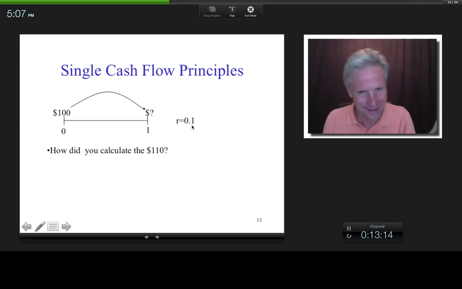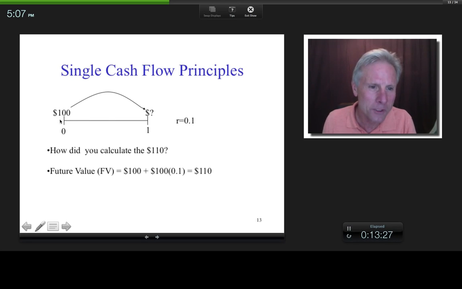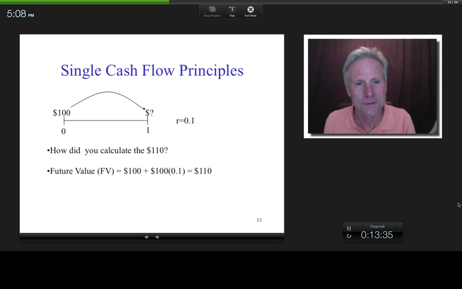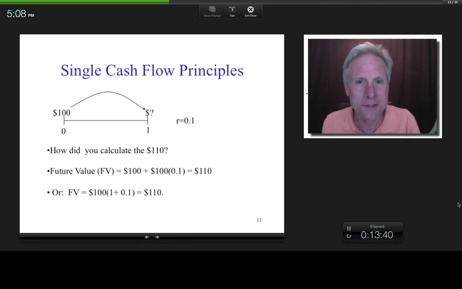In this case, I said that you made 10% of interest in 1 year, so the effective annual rate was 10%. And how did you calculate it? Well, what you probably did was you said, all right, well, I began with my original 100, and I took 100 times 10% to get my interest, and that came to a total of 110. So in other words, the future value was $110.